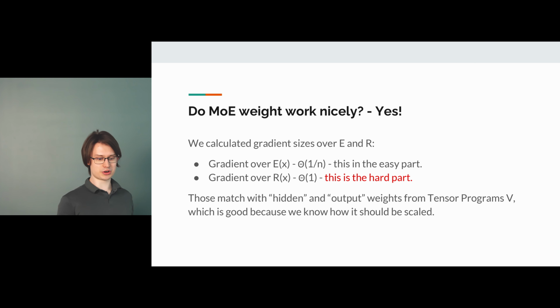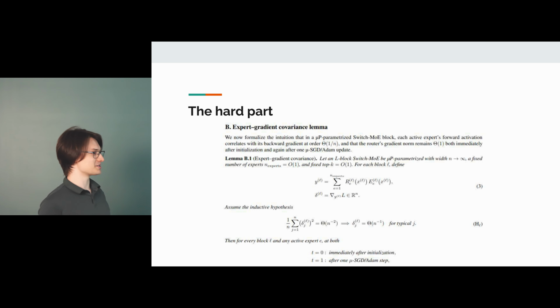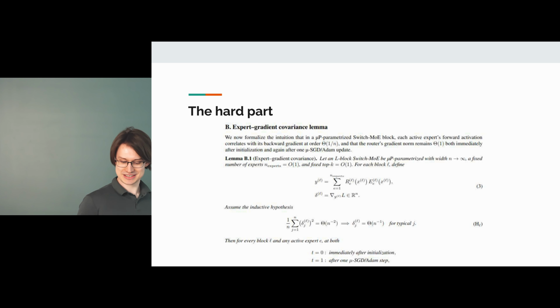But the gradient over the router, it also fits into the output weight this time, but this is the harder part. And by the harder part, I mean we have the entire appendix dedicated to proving that it actually works the way we want. This happens with papers that have any kind of math in them, that the most important math is always delegated to the appendix because people don't tend to get through it.